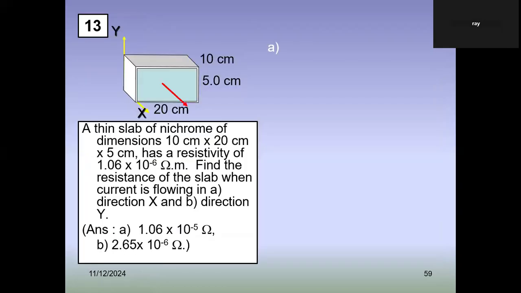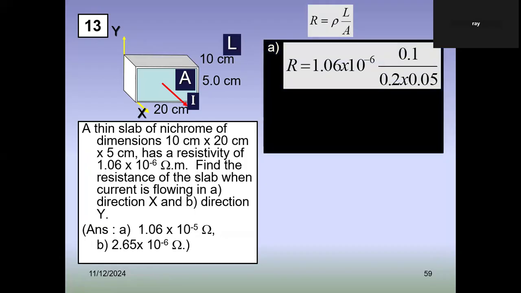Try this one. This one is just to test whether you know how to read which is the length and which is the cross-sectional area. The current is flowing in the direction of X. So that is the cross-sectional area, no? Length is 10 cm. Convert everything to meter.